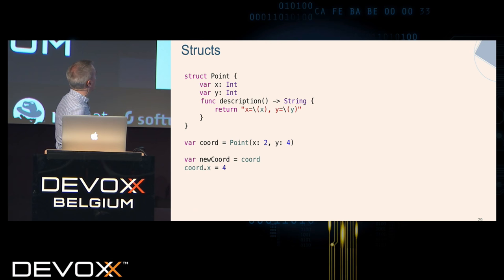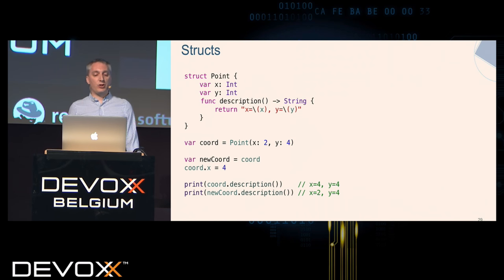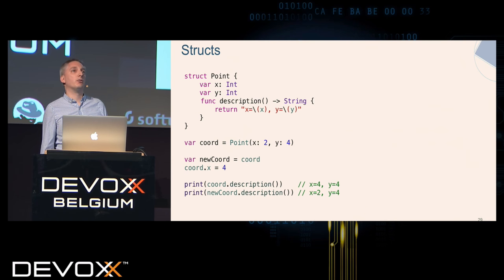So let's say I created a new coord and assigned it to coord, and then I set coord.x to be equal to 4. So I've got, in this case, x set to 2, y set to 4, and then I change it. And if I print it out, the original coordinate will say x equals 4, y equals 4, as you would expect, whereas new coord will say x equals 2, y equals 4. So when I did that assignment, that's not giving me a reference to the same object. This is known as pass by value instead. So what you're actually getting is a reference to the value of it. And then when you update the new one, it does a copy at that point to give you a new object. So structs are passed by value.